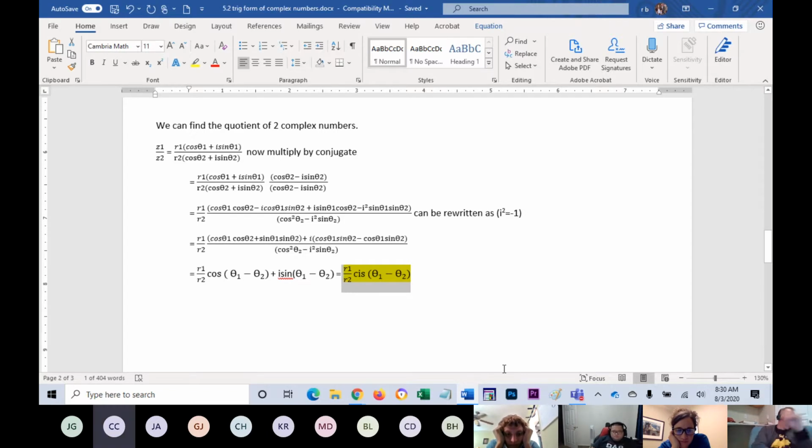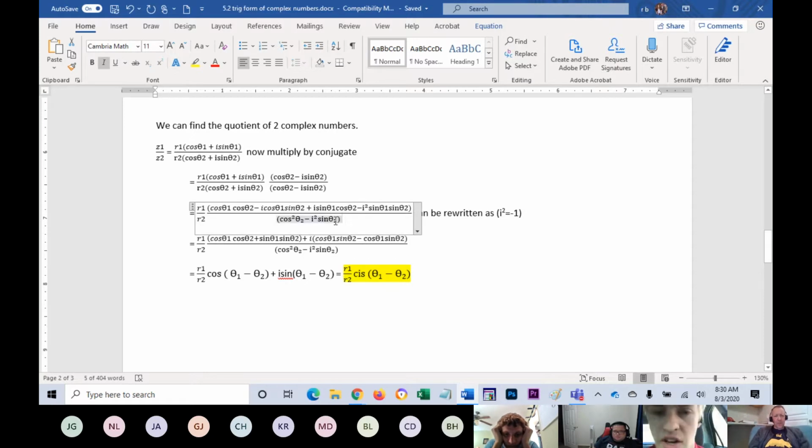So I just need a refresher. Cosine squared theta 2 minus I squared sine theta 2. How does that get you a 1 again? On the denominator, yeah. I just want to make sure I understand. I squared is -1. So this becomes cosine squared plus sine squared. Oh, so plus sine squared, yeah. This is the Pythagorean identity essentially.